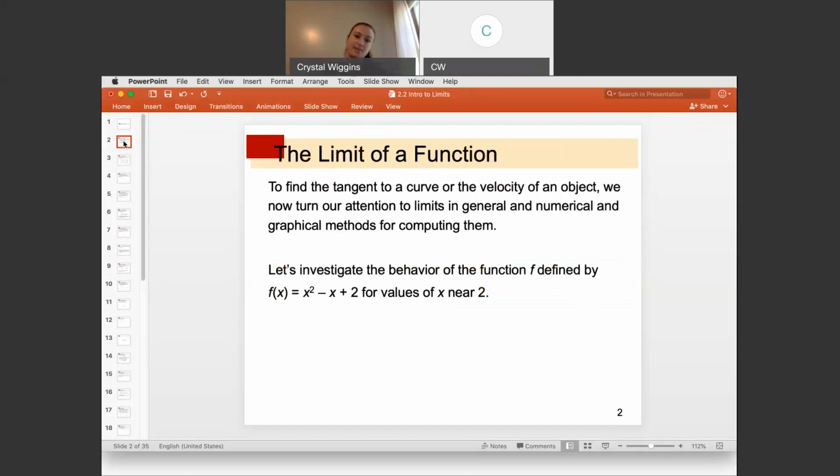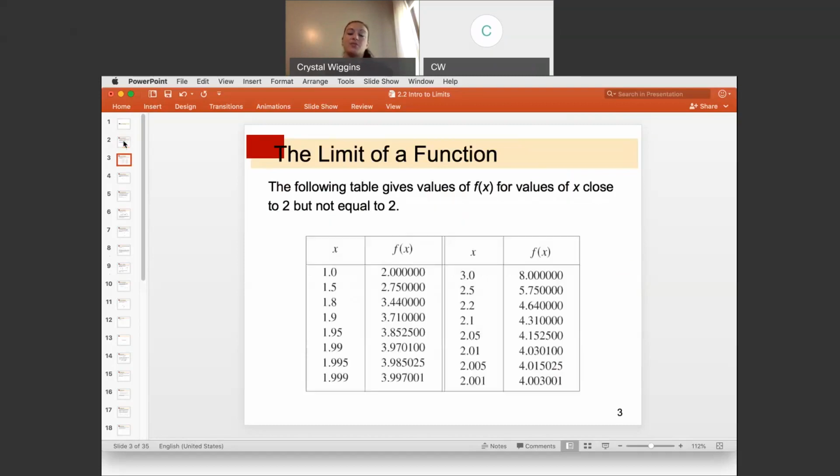We spent a lot of time on this in 2.1, estimating and approaching a value in order to estimate the slope of the tangent line. Let's investigate the behavior of the function f defined by the following. So it's a parabola, and we're looking for the values near x equals 2. The following table gives the values for the particular function that we just looked at and the values that are close to 2 but not exactly equal to 2.